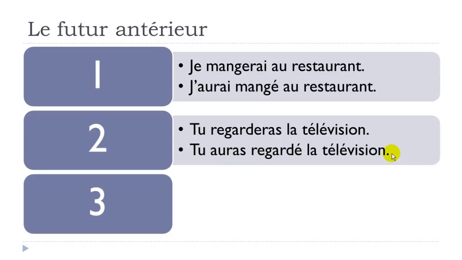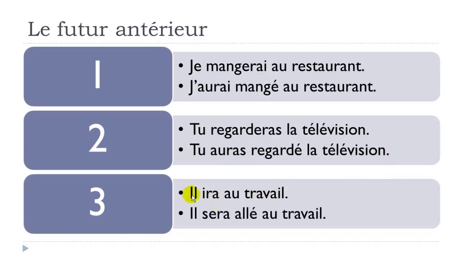Third example. Il ira, so it's coming from aller, aller is to go, au travail, at work, and then here, il sera allé au travail. So we can see that here we've got être, and then we've got the participe passé form here. So what can we deduce? Here we've got avoir, participe passé, avoir, participe passé, être, participe passé.